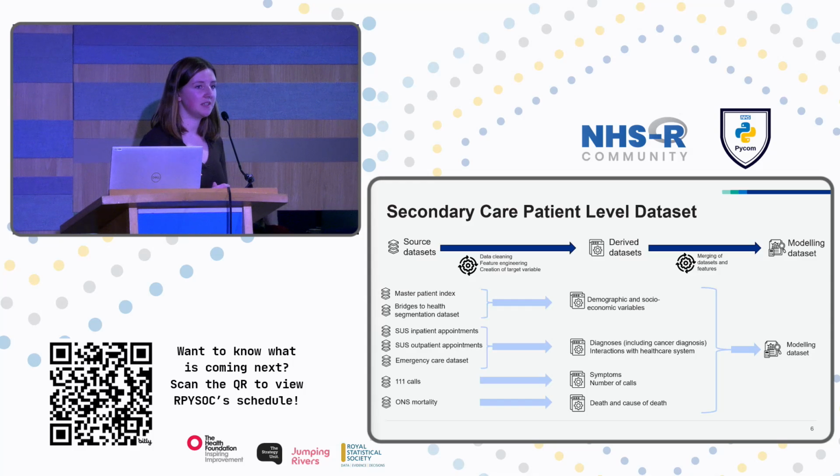For diagnoses, we use secondary usage services, inpatient and outpatient appointment data, as well as emergency care data. The kind of diagnoses that we got out of this are comorbidities, like heart disease as well as diabetes, for example. And then also our specific cancer types as well. We use ICD-10 codes to derive these.